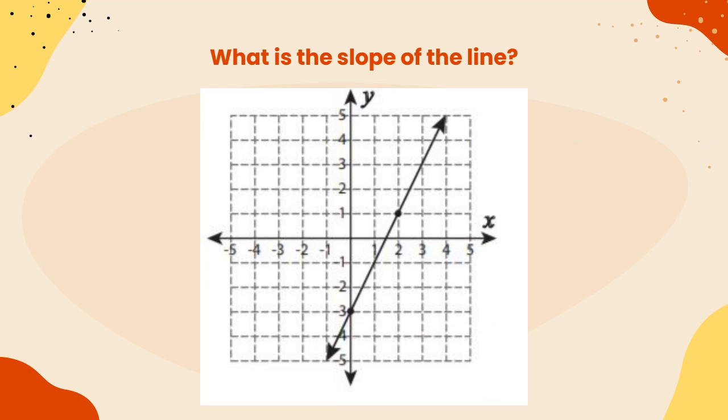What is the slope of the line? Do your rise over your run and tell me what your slope would be. So how much do you rise? We rise 1, 2, 3, 4. We rise 4, and we run 1, 2. And then 4 divided by 2 is 2. So the slope of our line is 2. Hope you got that right.